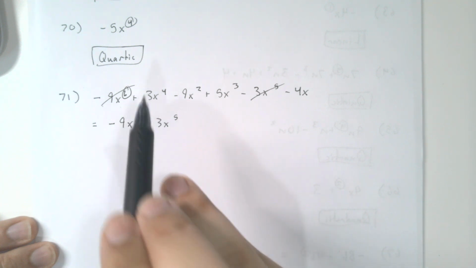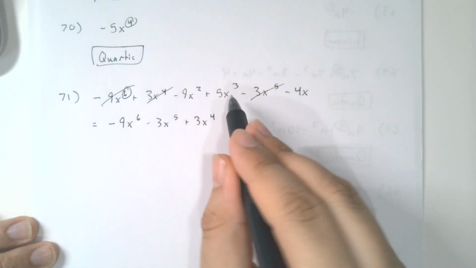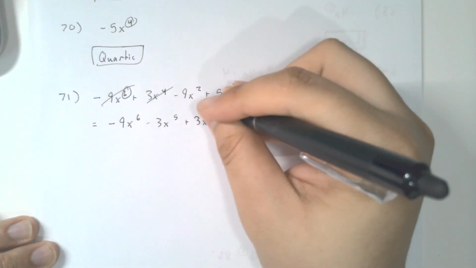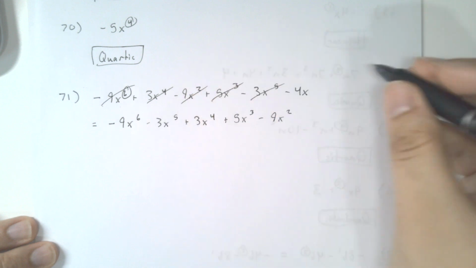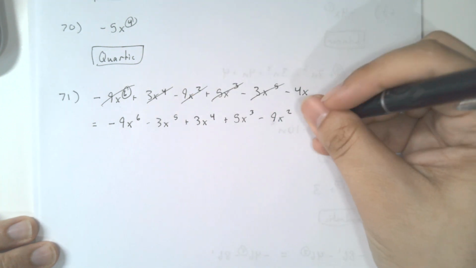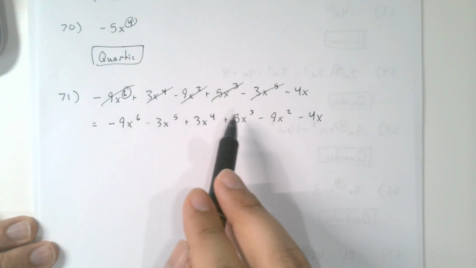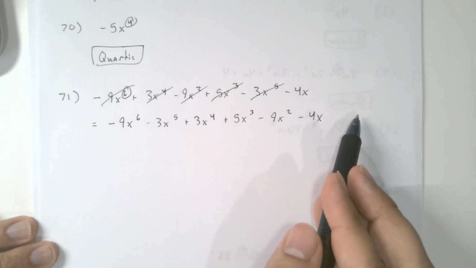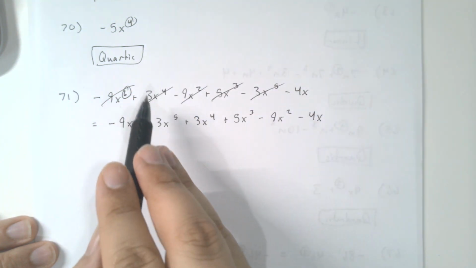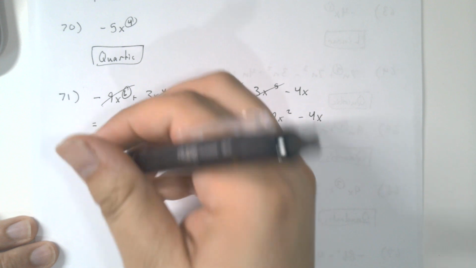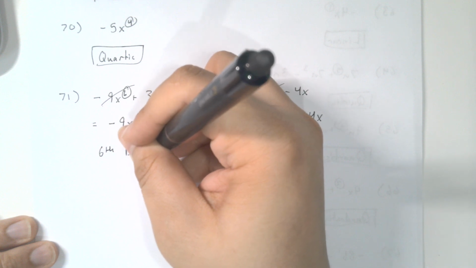Now we're hunting down for 4th. We see that right here. So plus 3x to the 4th. And to the 3rd, we have over here plus 5x to the 3rd. Hunting down for 2nd, we have negative 9x to the 2nd. And then to the 1st here, we have minus 4x. So now this is in standard form. We have 6, 5, 4, 3, 2, 1, and then a constant of 0. And like I said before, we could already identify it from up here that this was a 6th degree polynomial. It doesn't have a special name, so we can just say that it's a 6th degree polynomial.